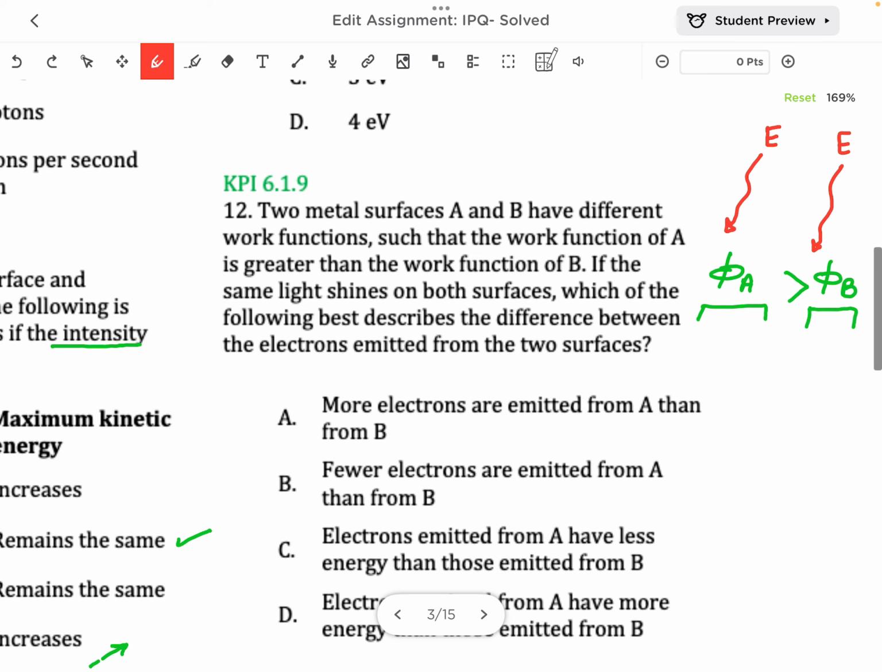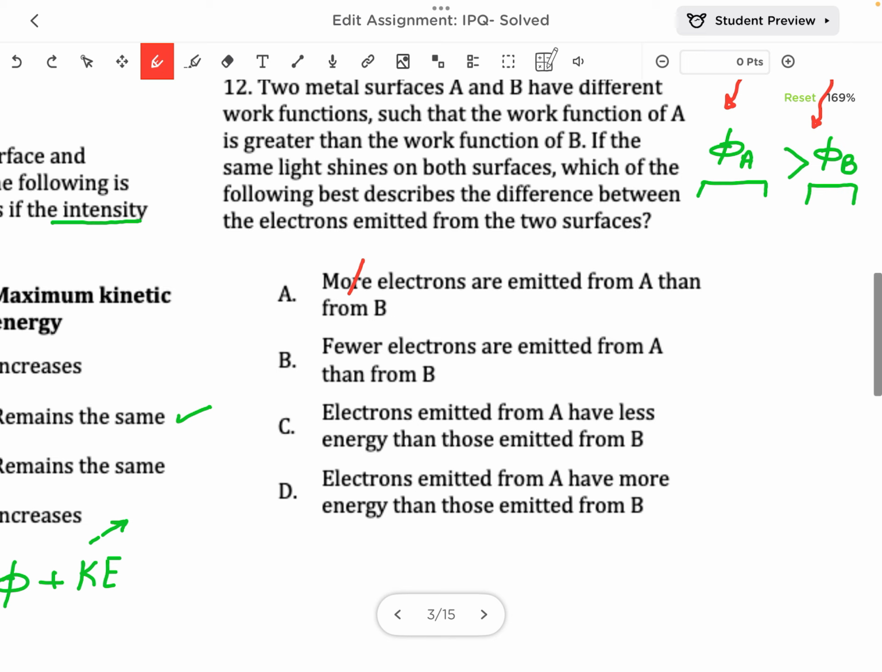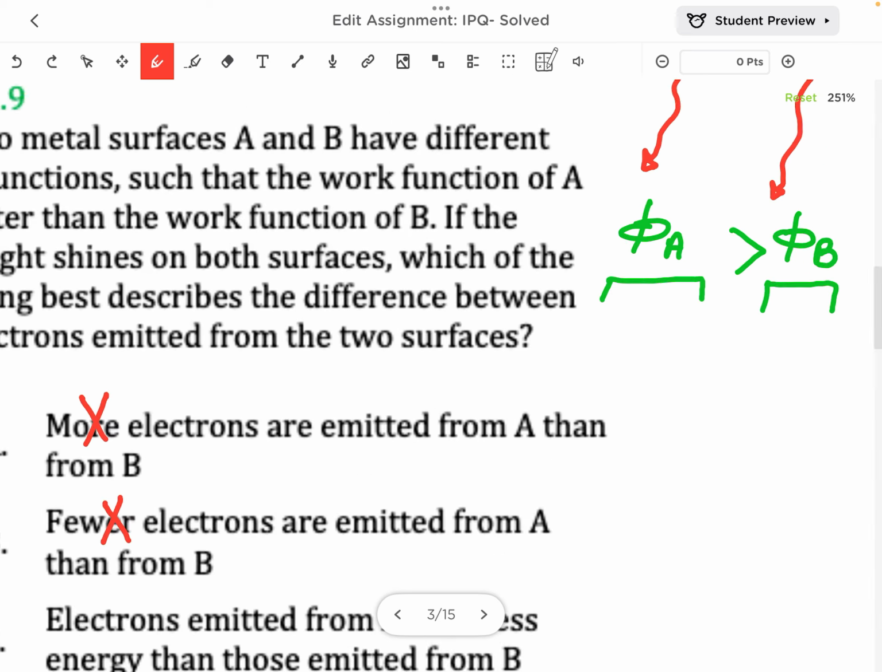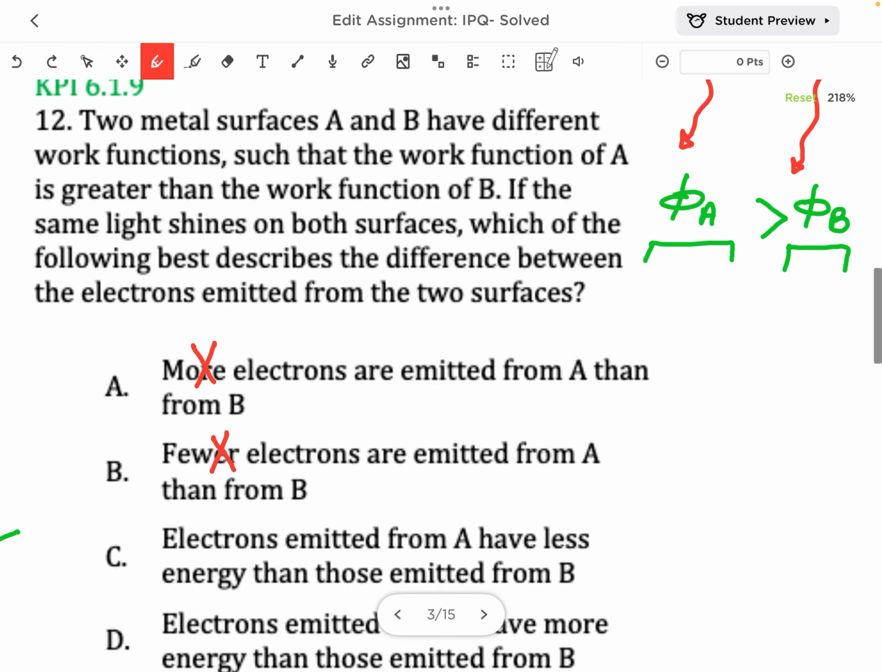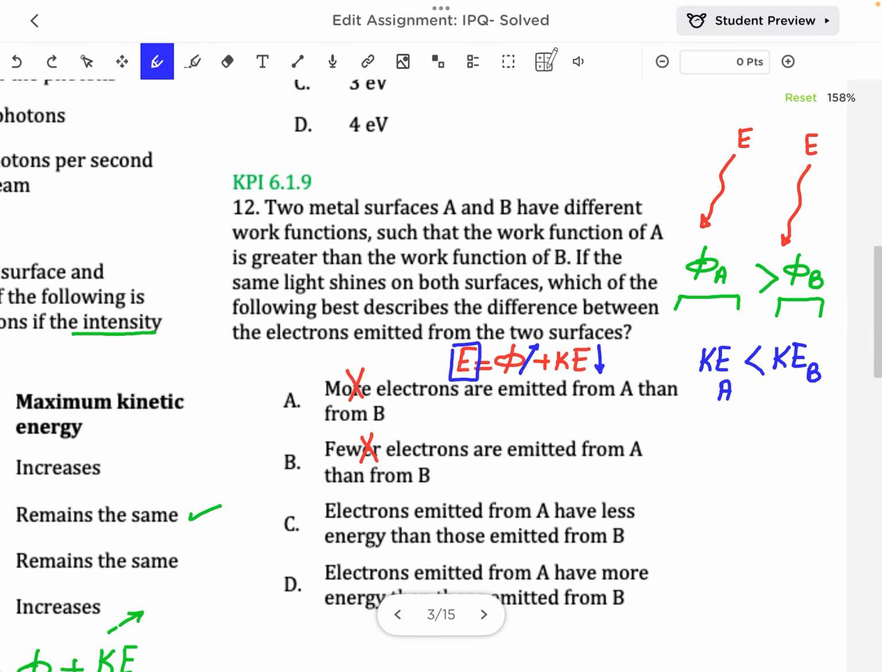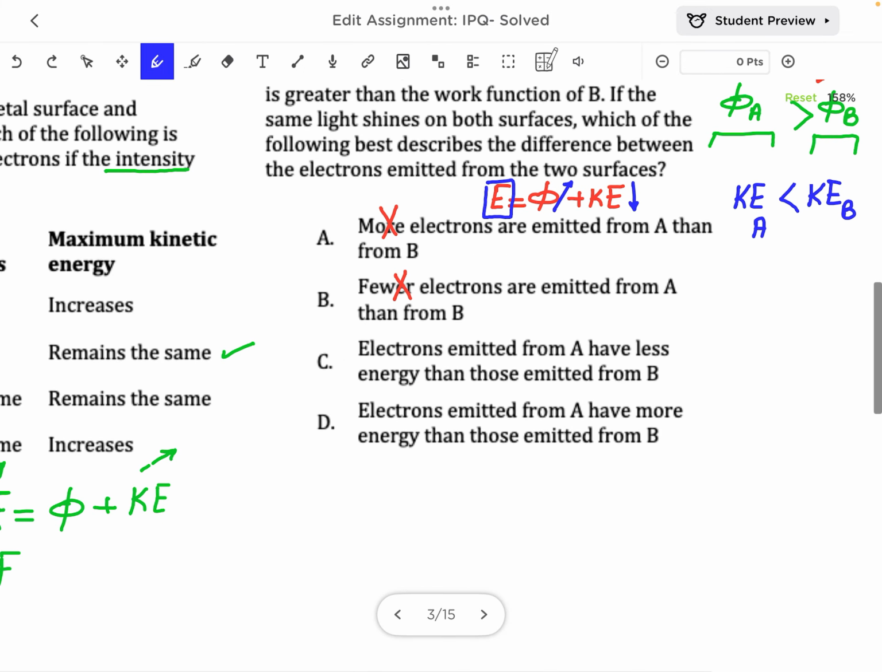So this means there are no more or fewer electrons out of A or from B. Because A has a larger work function, after applying E equals work function plus kinetic energy, the larger the work function with the same energy, the less will remain for the kinetic energy of the electrons. So the kinetic energy of the electrons that come out from A will be less than those going out from B. So electrons emitted from A have less energy than those from B. That's it.